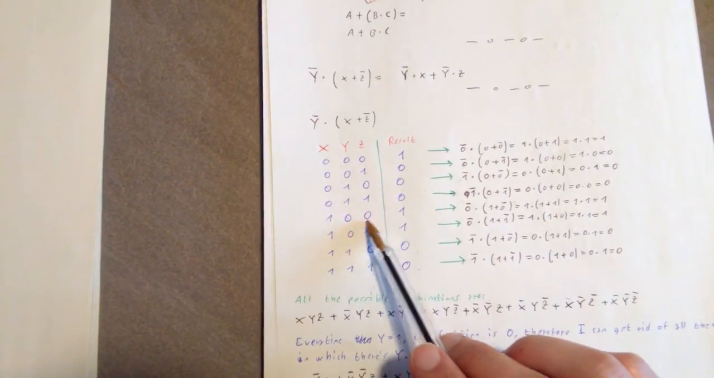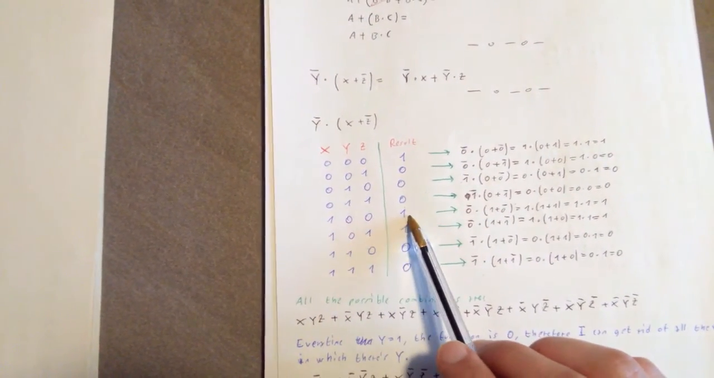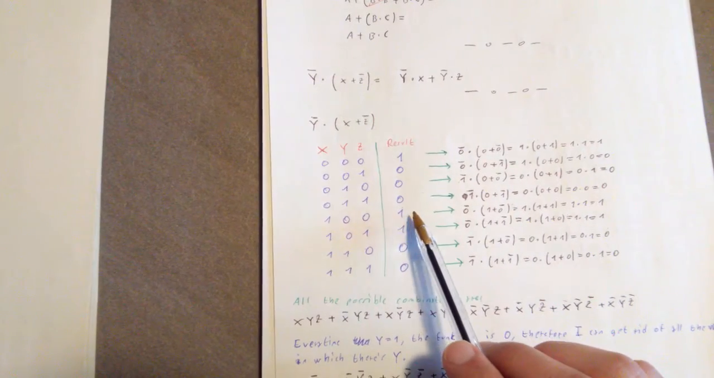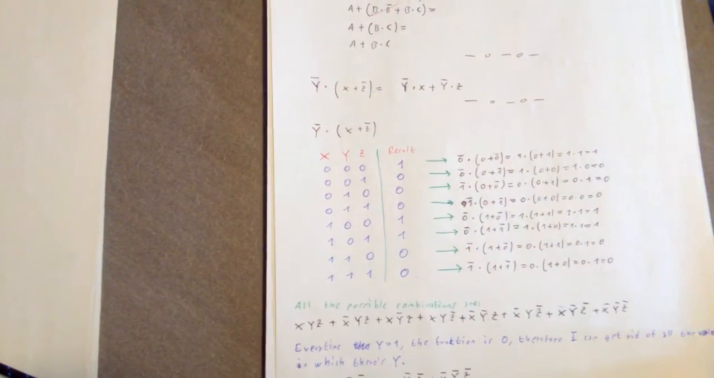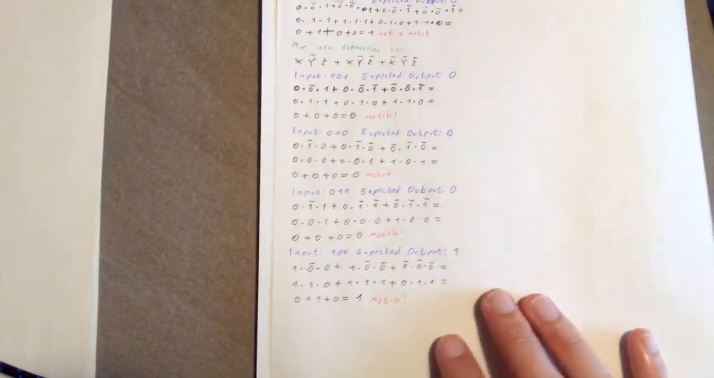It's almost over. If we're going on like this, then it's going to be fine. So we just did 1 times 0 times 1, 0, 0, 1. Our expected output was indeed 1. Now we're going to test 101 with the result of 1.